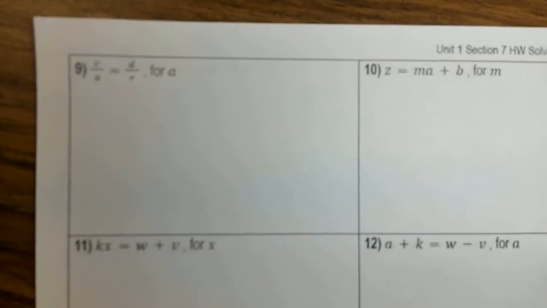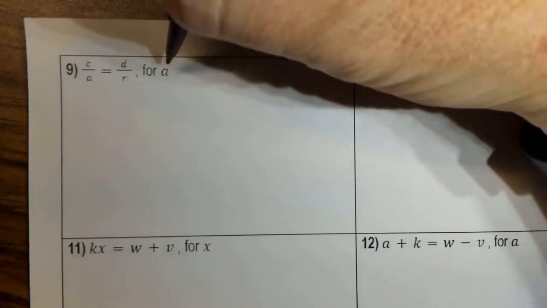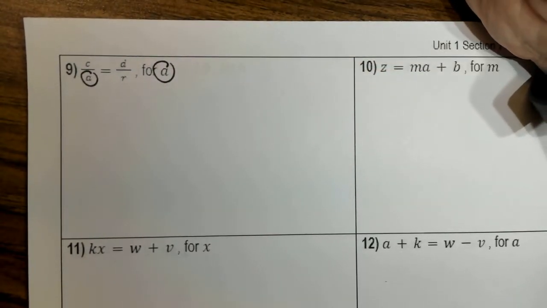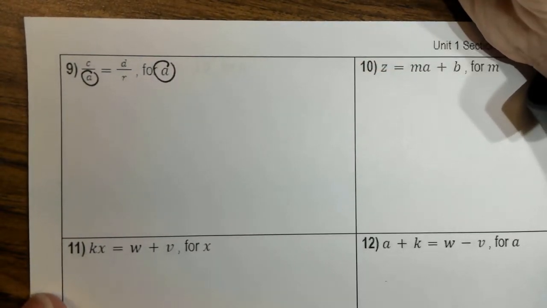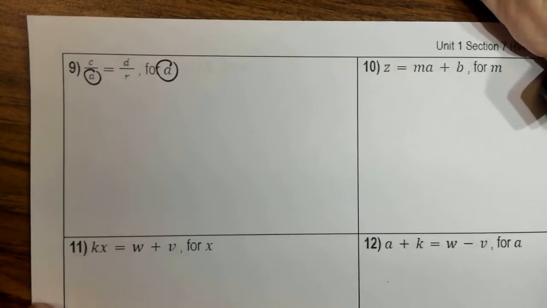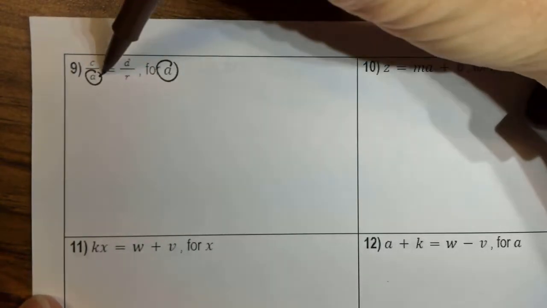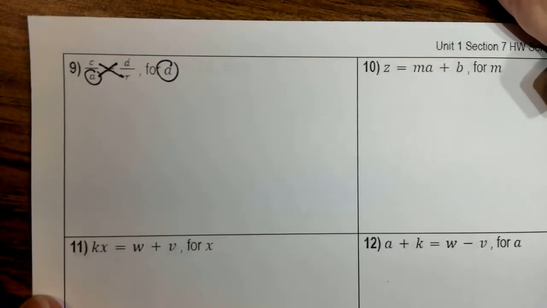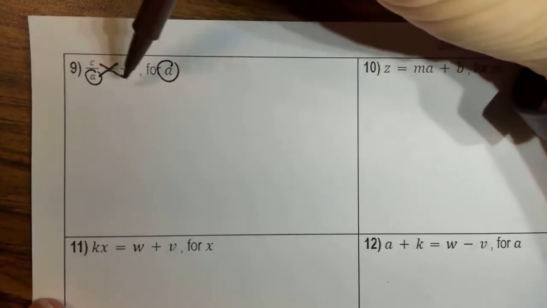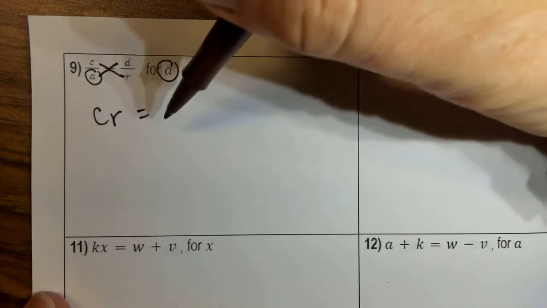If my camera will refocus. There we go. Okay, so I want to get A, and notice A is in the bottom of my fraction. So there's multiple ways you can do a lot of these. This one, I think the easiest thing to do is just to cross multiply. Let's start with that. That way it gets my A out of the fraction. I don't want that. So I'm going to do C times R equals A times D.